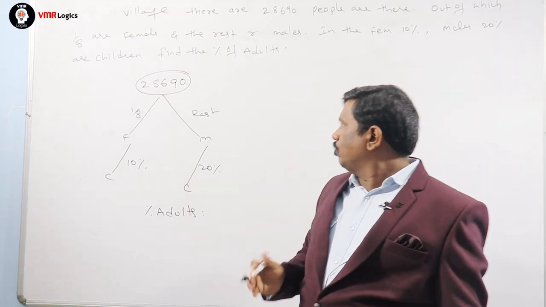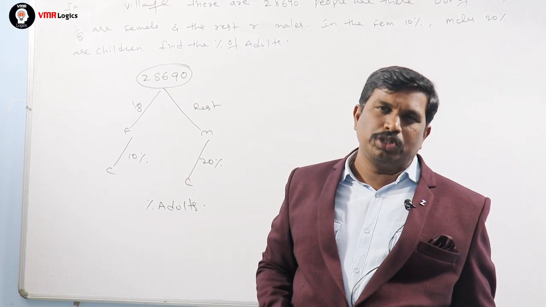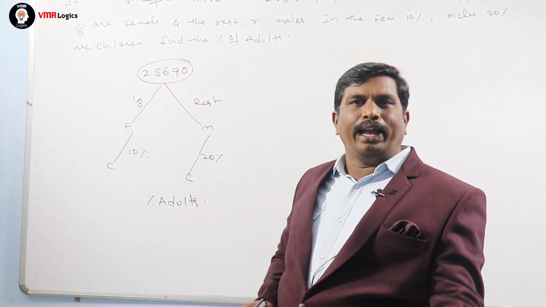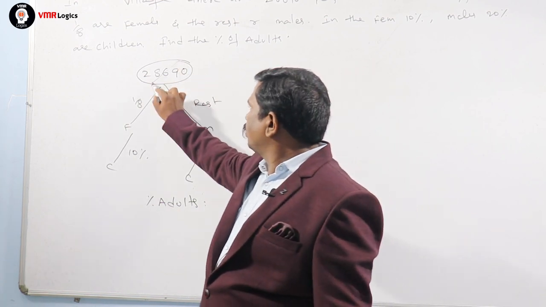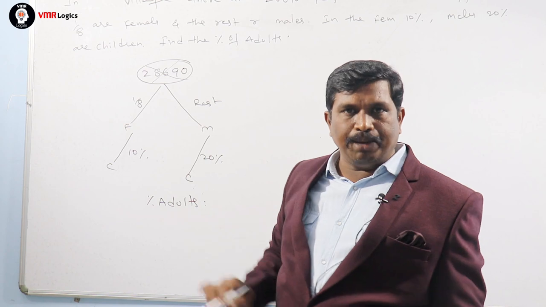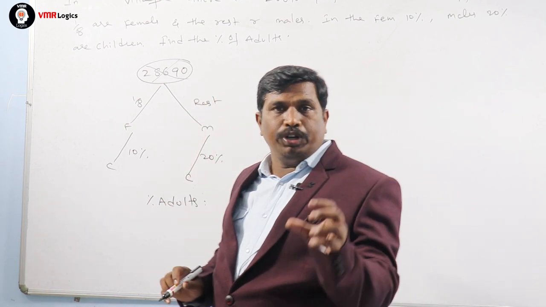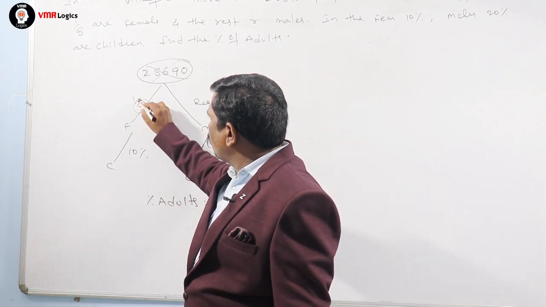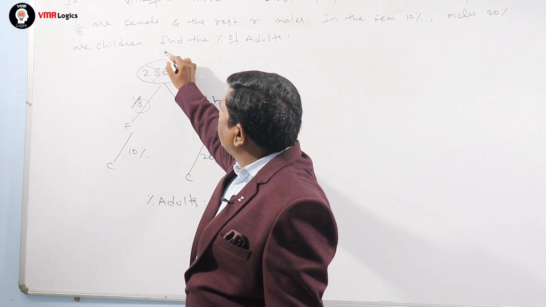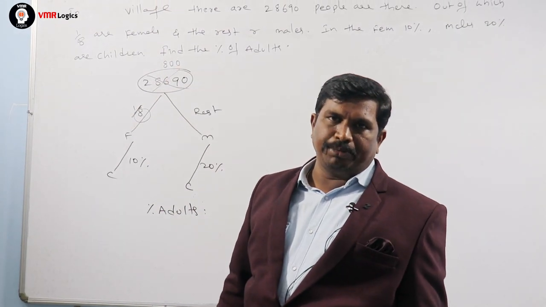Now look, how to solve this question actually? Simple, guys. First thing, whatever the value is given in the exam, just cancel it. Strike off the value and assume a comfortable value. If you observe, here there is a division by 8. So what I am doing, I am taking 800 people in the village. Just 800 people I am taking.